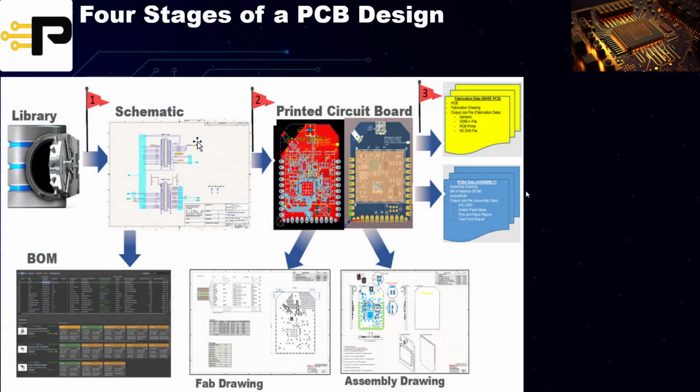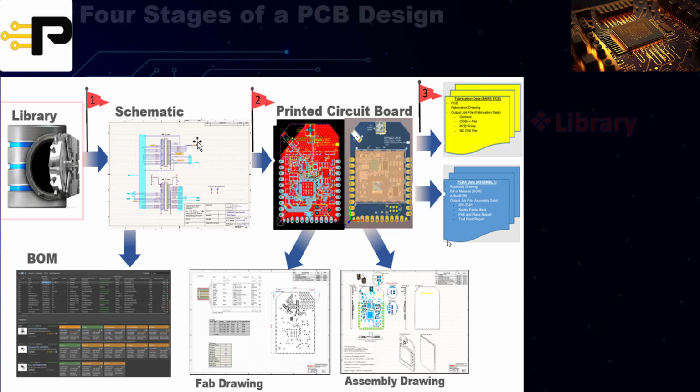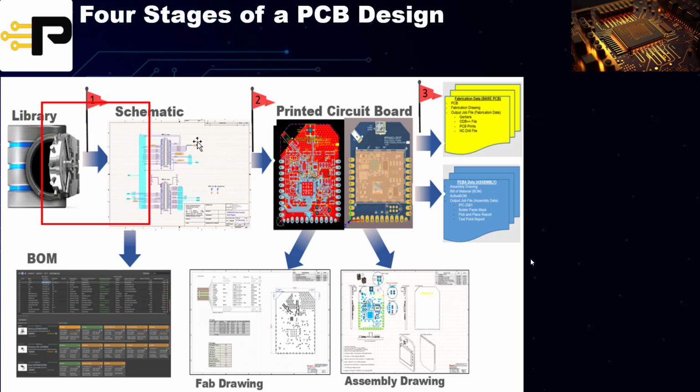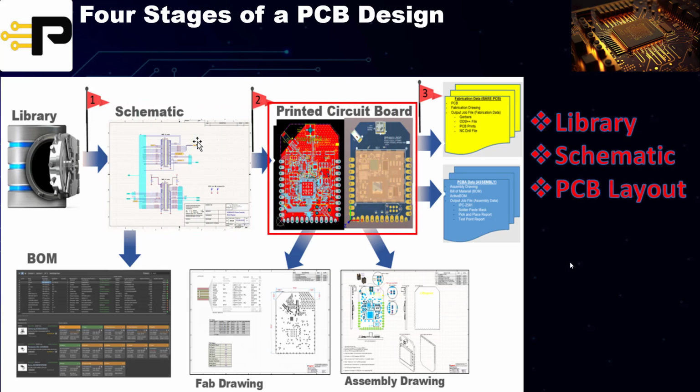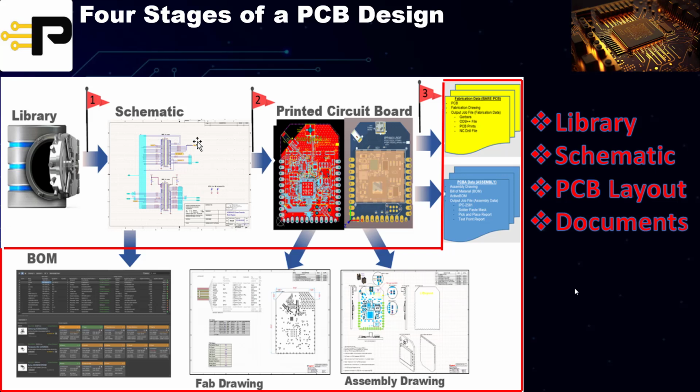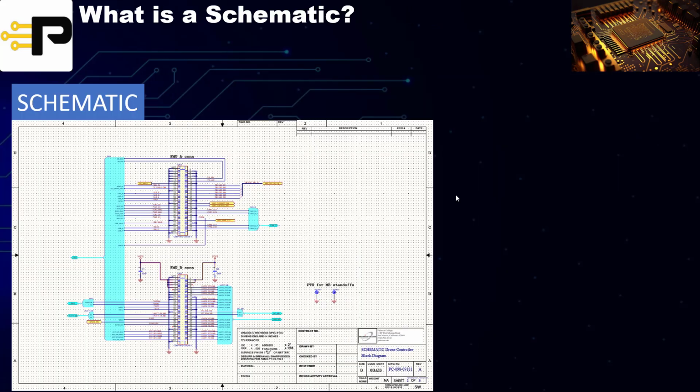We've already seen in the previous lectures the 4 stages of our PCB design, and we're now going to be looking at the second stage, the schematic, but just a short review here. The first stage being the library, the second being the schematic, then printed circuit board, and then finally the output documents. So what is a schematic?